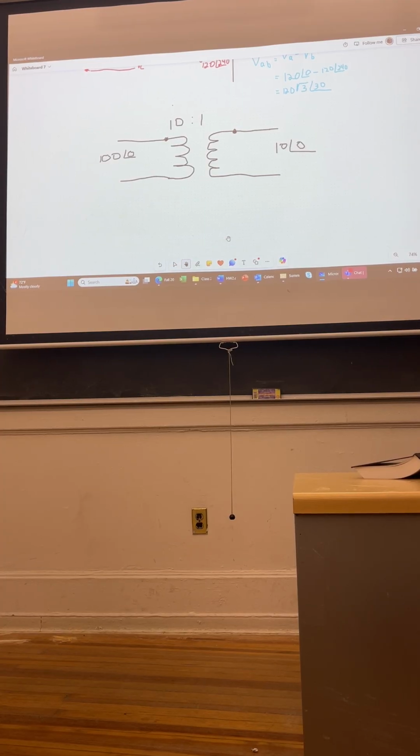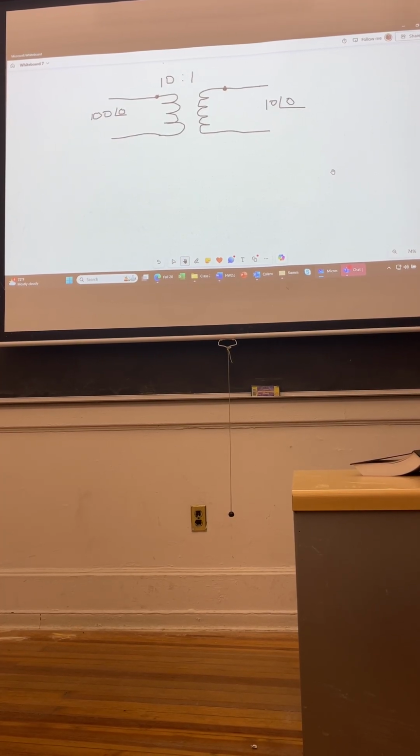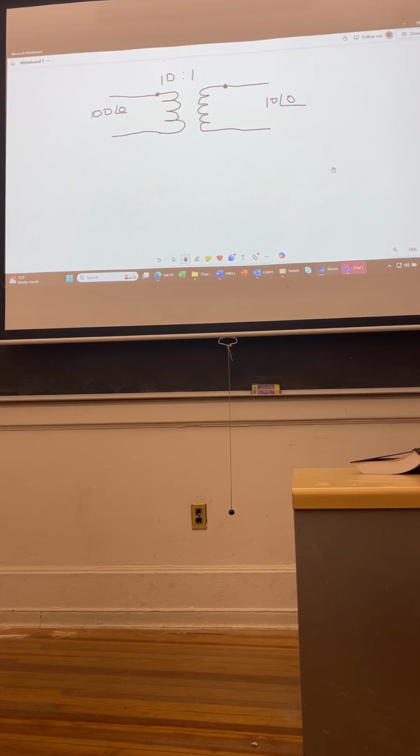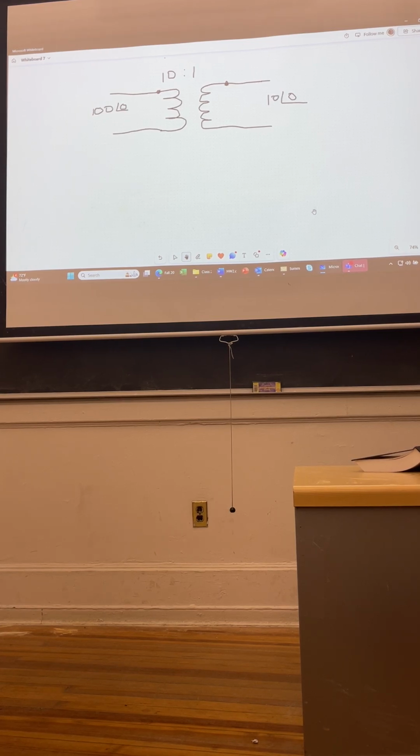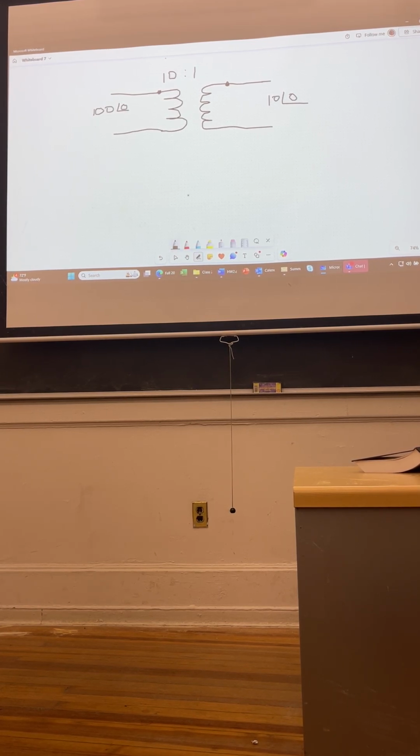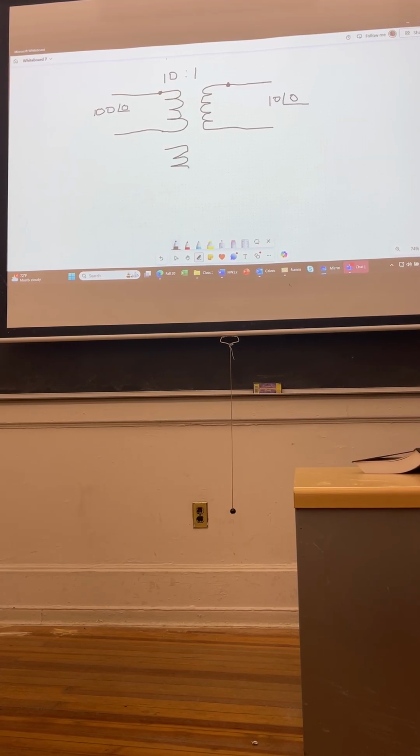What is a 3-phase transformer? It's kind of a trick question, but what is a 3-phase transformer? There will be 3 single-phase transformers. That's all it is. Yes. So I can just draw 3 more of these, 2 more of these.